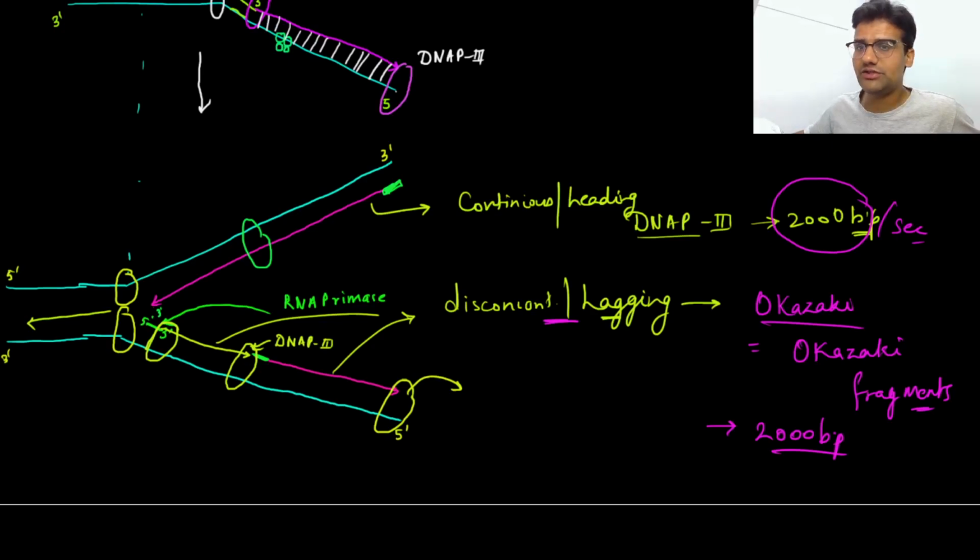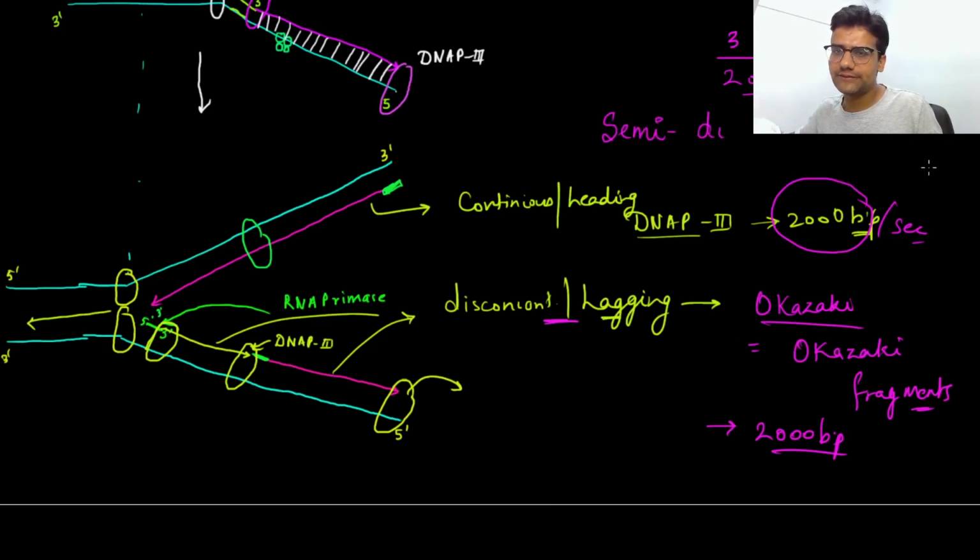How many fragments? You can easily do this. We have 3 into 10 की power 6 base pairs. You can easily divide by 2000 base pair and we will get the number of fragments on this discontinuous strand. So basically there is a continuous strand and there is a discontinuous strand. So we can say that the process of DNA replication is semi-discontinuous. So this is how the elongation process takes part.